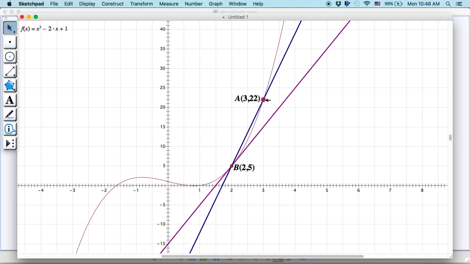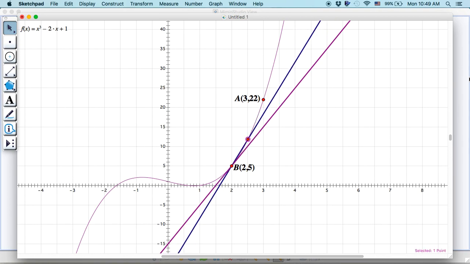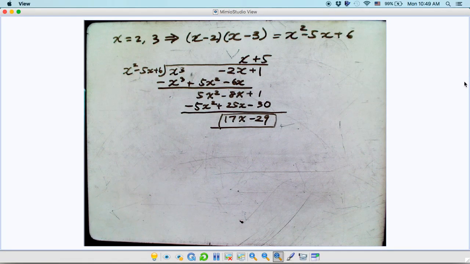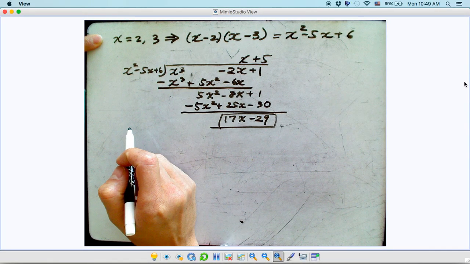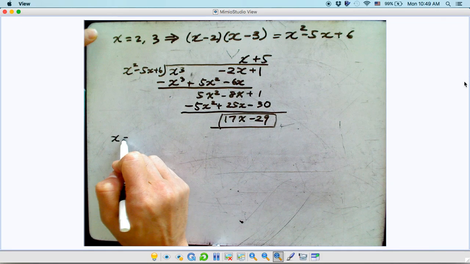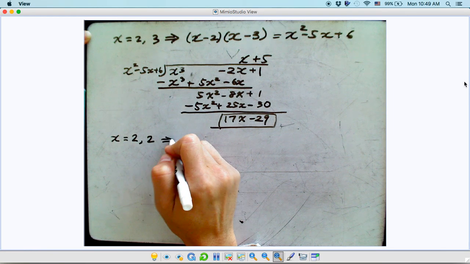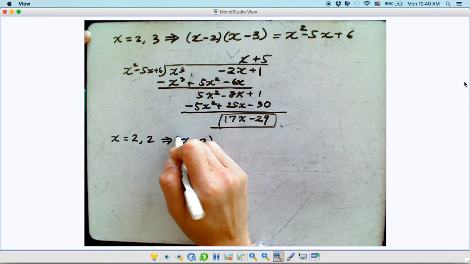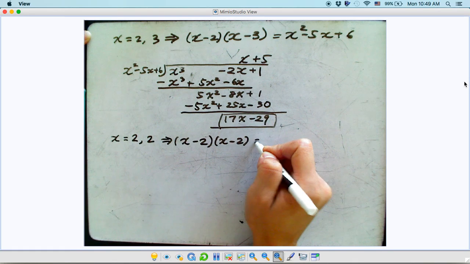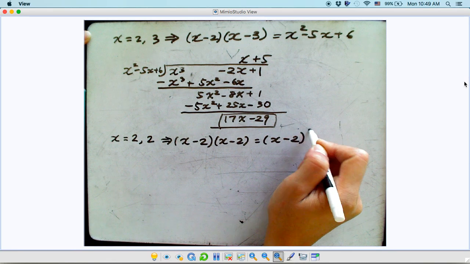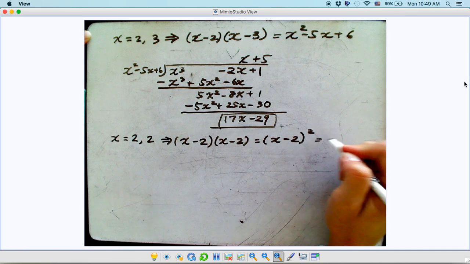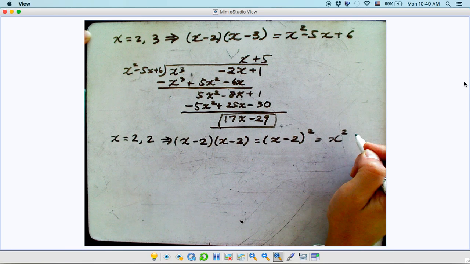So we had x equals 3 up here for the secant, but that line goes closer and closer to x equals 2. Therefore, instead of having x equals 2 and 3, we should have x equals 2 and 2 for the tangent line. So that means we have x minus 2 times x minus 2, which is x minus 2 squared, which is x squared minus 4x plus 4.